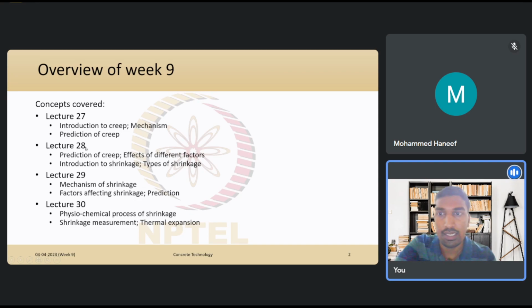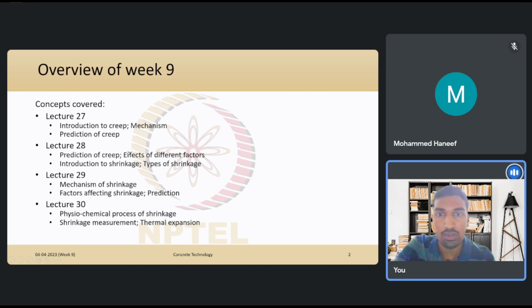And in the second lecture, lecture 28, we continued with the prediction of creep. Here we looked at another method, which is the British method. The previous one, the ACI method, is a little bit more comprehensive, and it also gives us an empirical equation. Whereas the British method is not as comprehensive as the ACI method, and it gives us certain graphs like nomograms for the prediction.